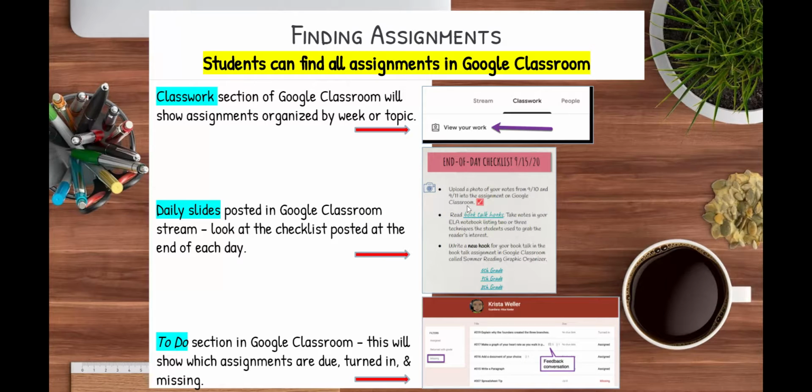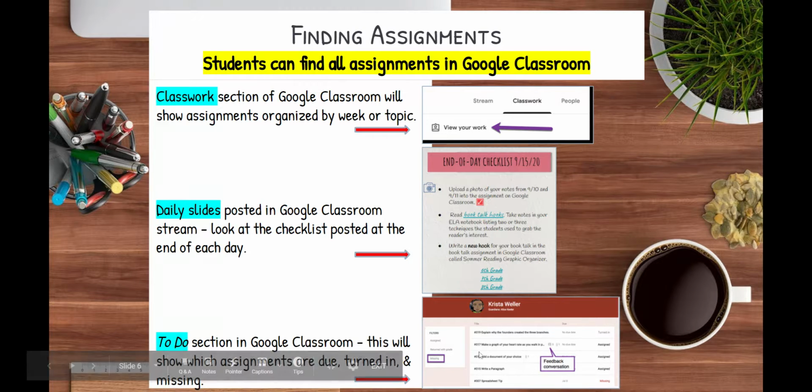Another way is through our daily slides that are posted in Google Classroom. These are the slides that contain all of our instruction and resources, but also at the end of each day is a checklist for students to go over anything that we want them to keep in mind that they need to make sure is turned in, or things that they need to be held accountable for.